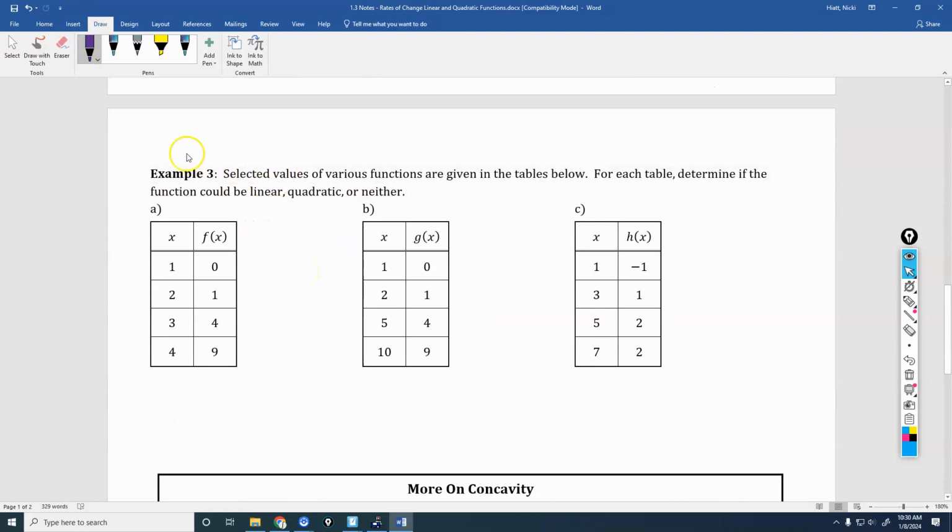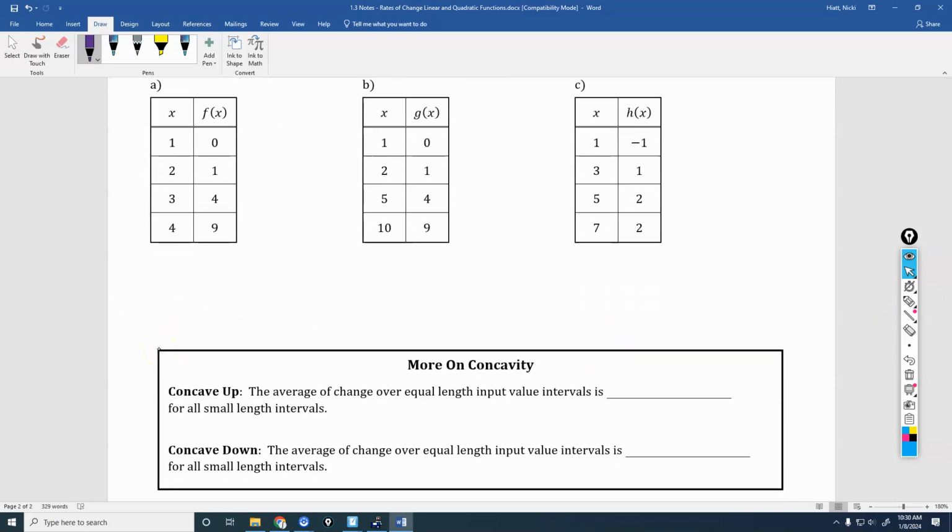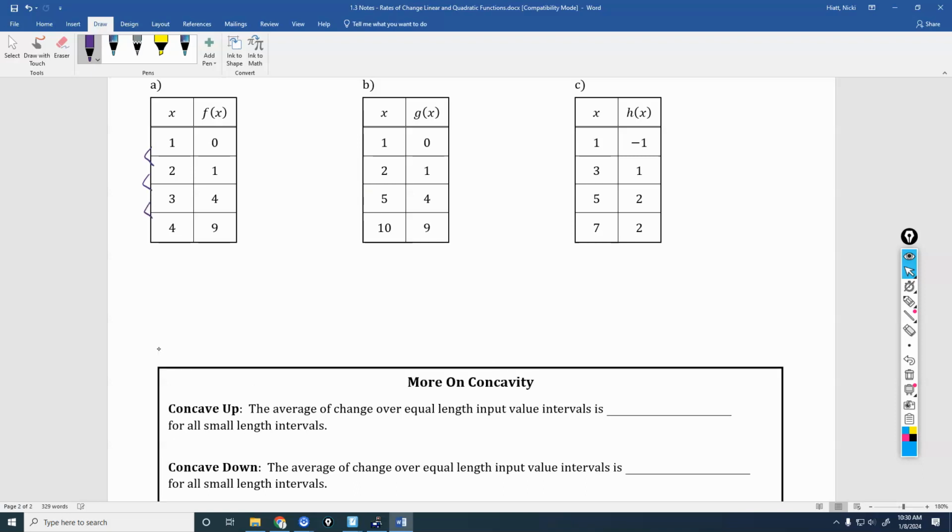So this gives us selected values of functions, and we're supposed to determine if the function could be linear, quadratic, or neither. So let's look at it. It's important to look at your x's first. This one's going to be easy because what do your x's do on A here? They go up by 1 each time. So that makes it a little bit easier because whenever you're doing your rate of change, it's just going to be over 1, every one. So we go up 1, we go up 3, and we go up 5.